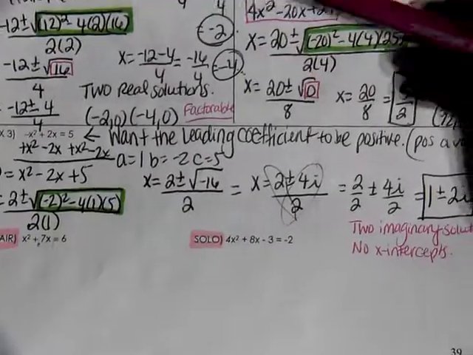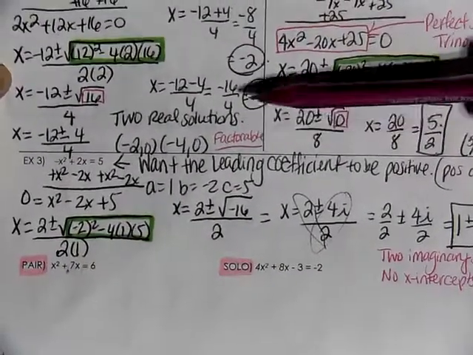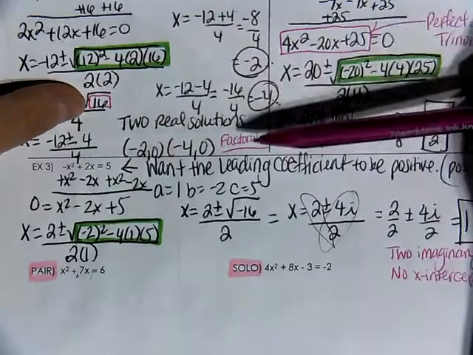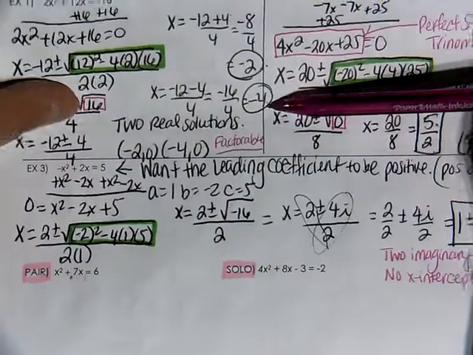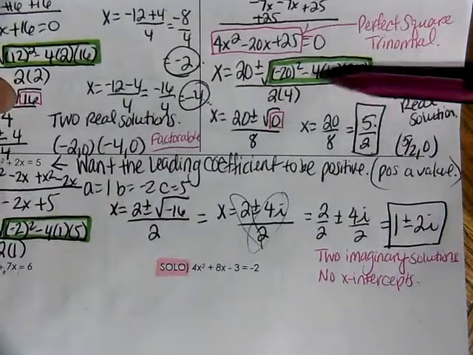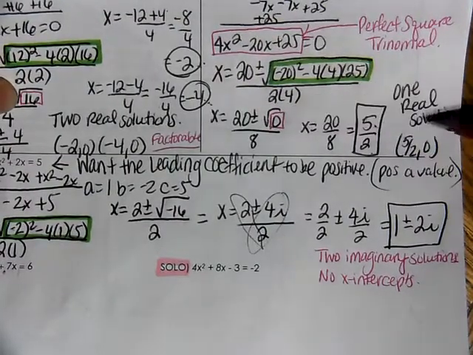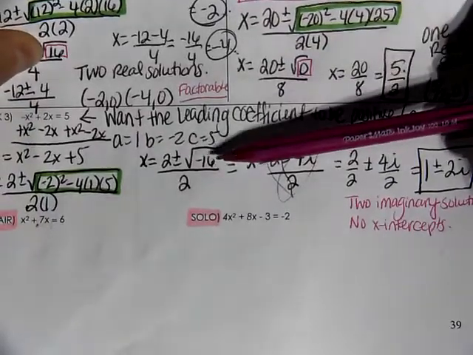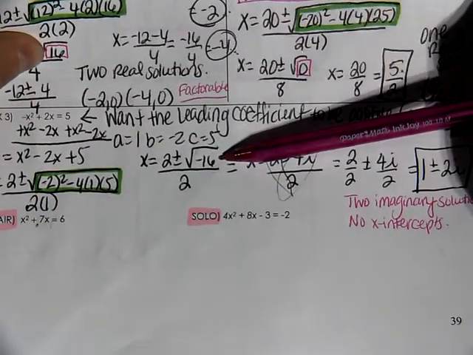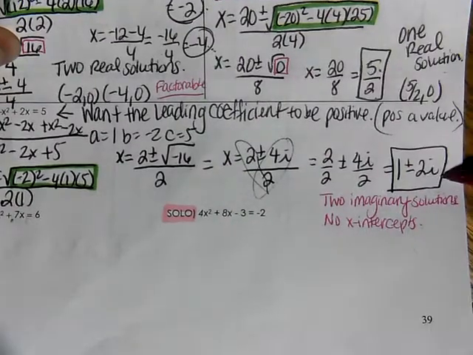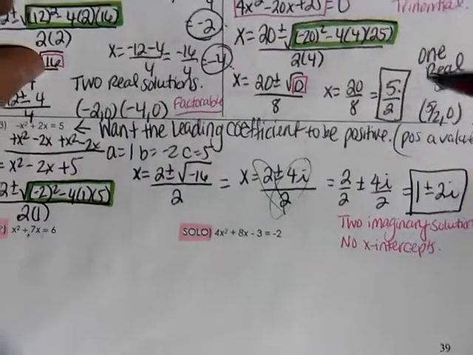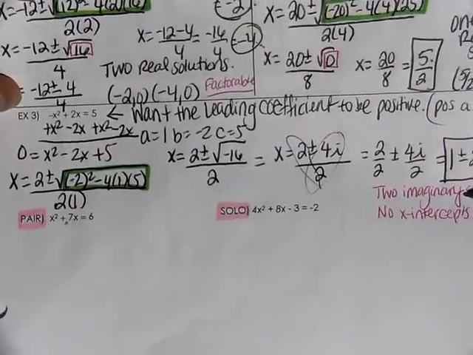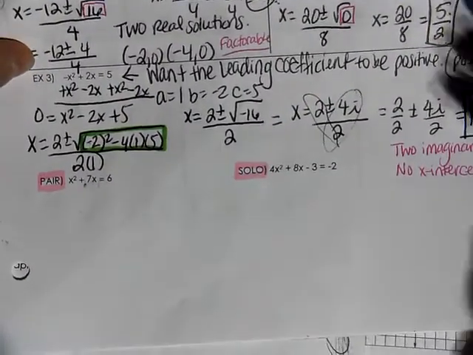So there are three different types of solutions. We have ones where you take the square root of a positive number. That means that you'll end up with two real solutions. One where we ended up taking the square root of 0 and we ended up having only one real solution. Or there's taking the square root of a negative number. And by doing that, you end up with two imaginary solutions. So those are the different types of solutions that you could end up getting by solving using the quadratic formula.